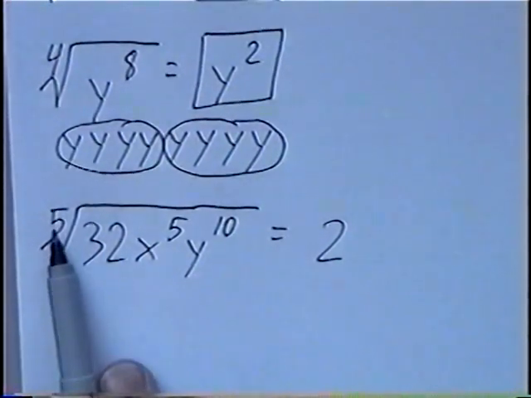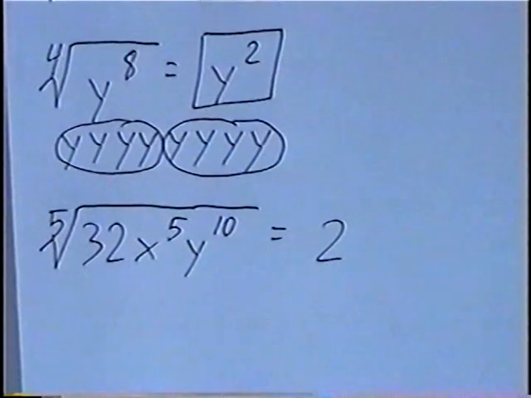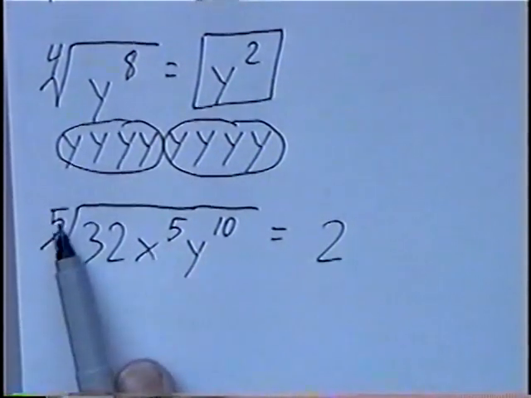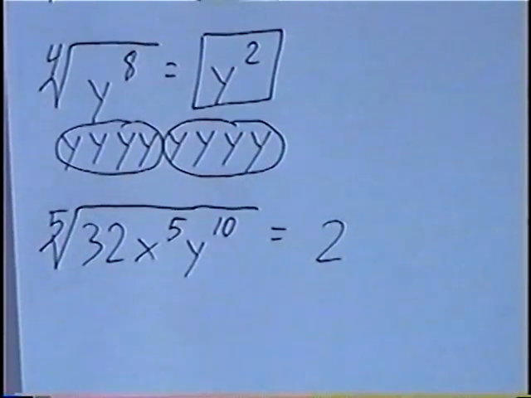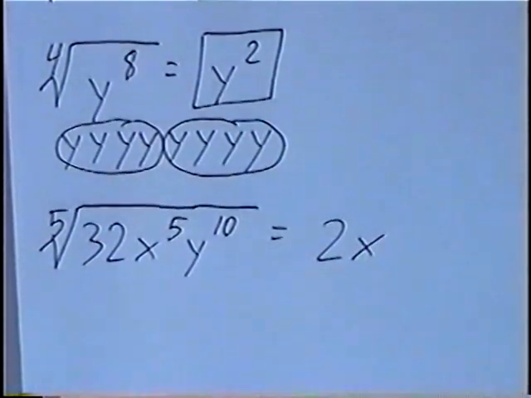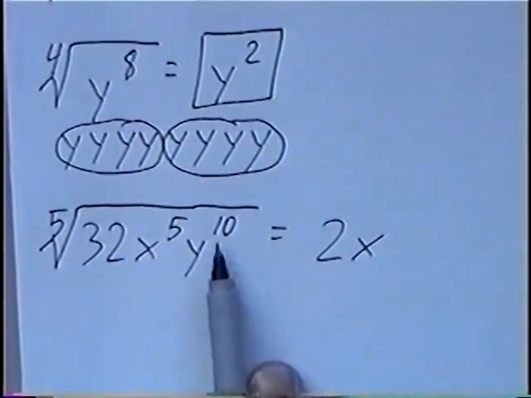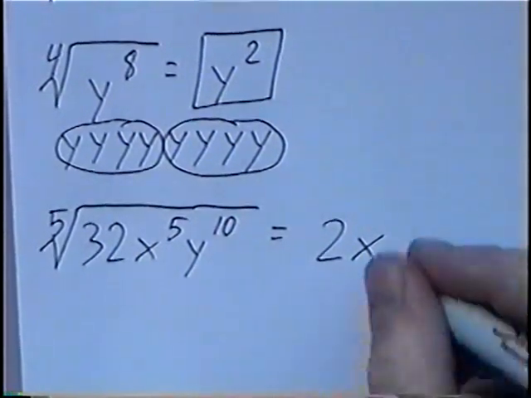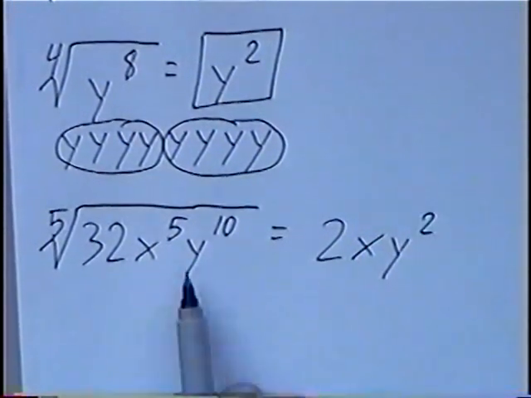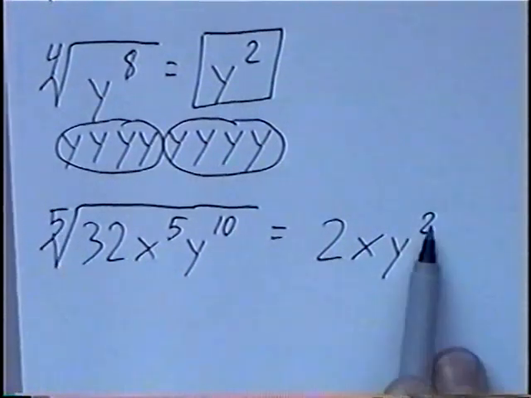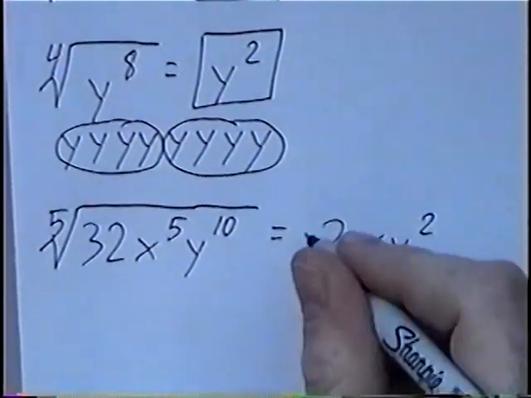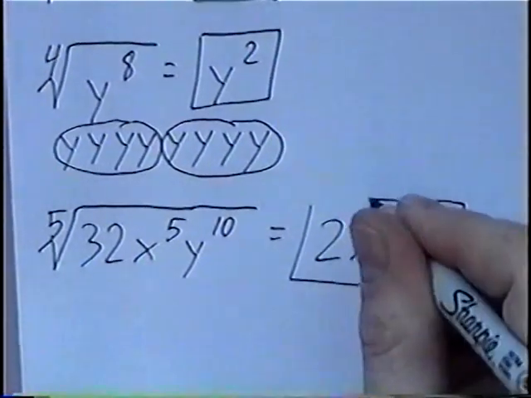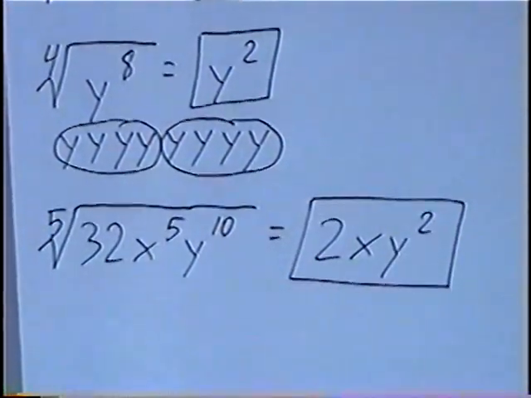For the variables, we want the fifth root of x to the 5th. We can either write out x 5 times, or we can also divide. 5 divided by 5 would be 1, meaning there's 1 set of 5. If we do y to the 10th power, and again you can divide the exponents, 10 divided by 5 would be 2. And what that means is if you write out 10 y's, there'll be 2 sets of 5. So our final answer would be 2 x y to the 2nd power.